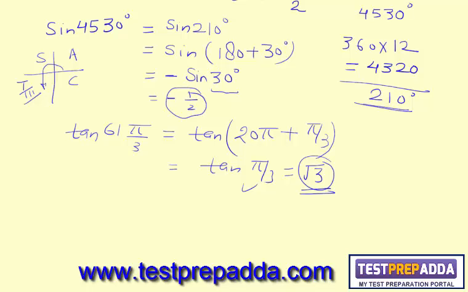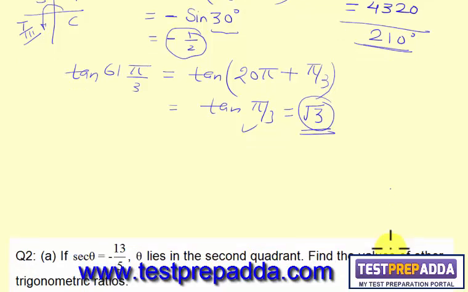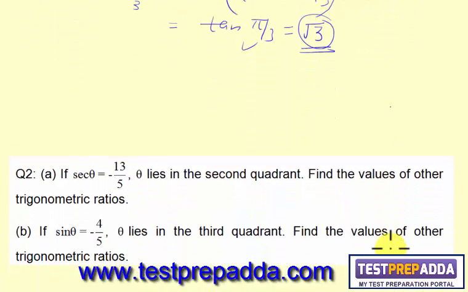Got the idea? So this is the way we find the trigonometric ratios of different angles. Dear students, now I'll take another question, but please try to find the trigonometric ratios of other angles which are given in question 1. Here I am going to take another question, that is question number 2.